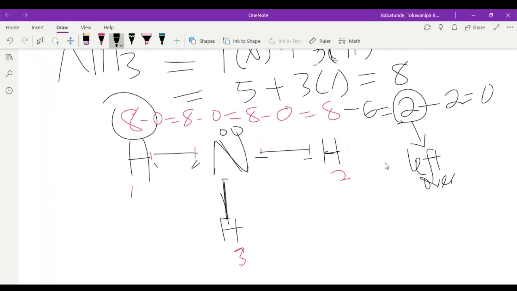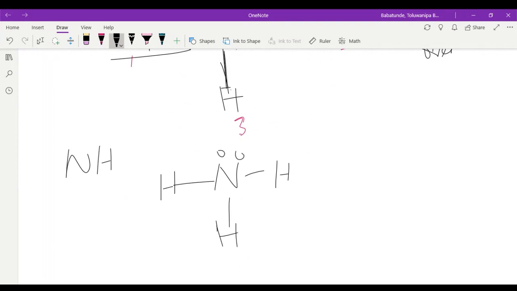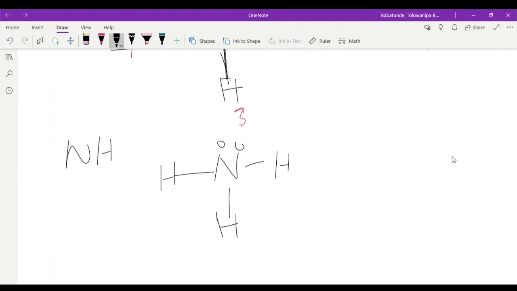So the last thing is we check, is everybody okay? This is okay, this is okay, and nitrogen is already having 1, 2, 3, 4, 5, 6, 7, 8. So everybody is okay. So the Lewis structure for our NH3 is going to be N with H, H, H. We place the leftover electrons here. So that is going to be for our NH3.